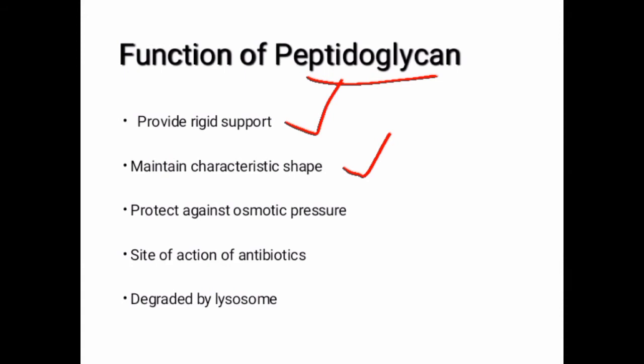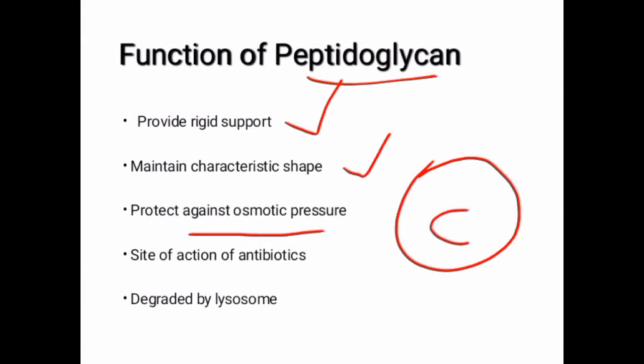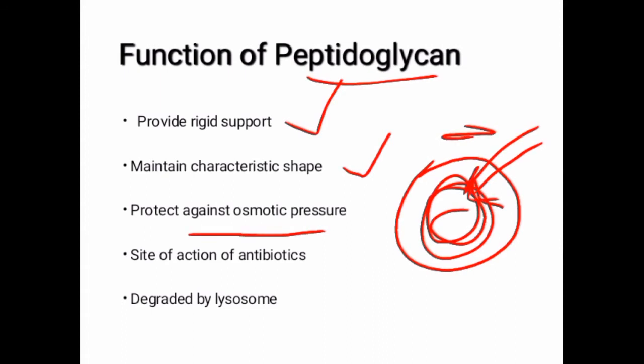One more important function of peptidoglycan is that it protects against osmotic pressure. This point is important, so learn it carefully. For example, this is the bacterial cell, and inside the bacteria there is a high concentration of salt, while in the environment it is relatively low. So we know that due to osmosis, water moves towards the cell of the bacteria, and hence the bacterial cell is prone to burst, but it does not. Why? Because peptidoglycan protects it against this osmotic pressure.